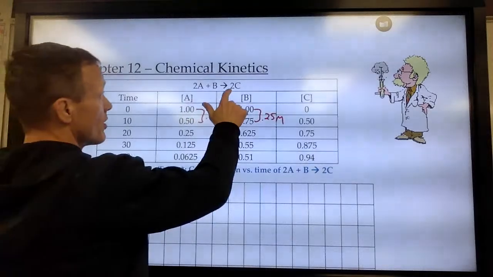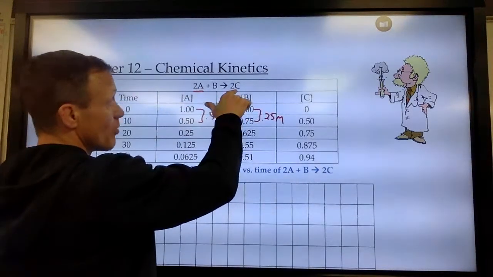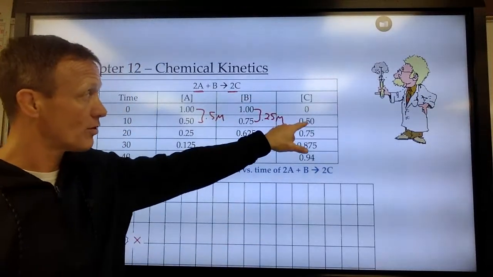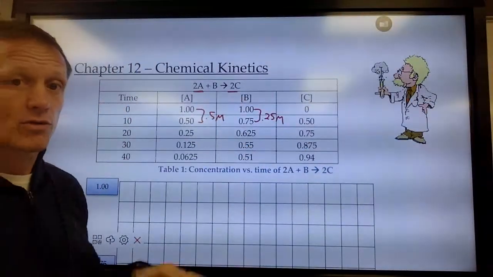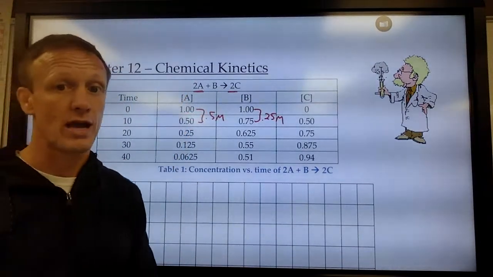Okay, and likewise over here, this went down by 0.5 molar in concentration, so that increased by 0.5 molar concentration. It went from 0 to 0.5. So the change in molarity is based on the coefficients in the reaction.